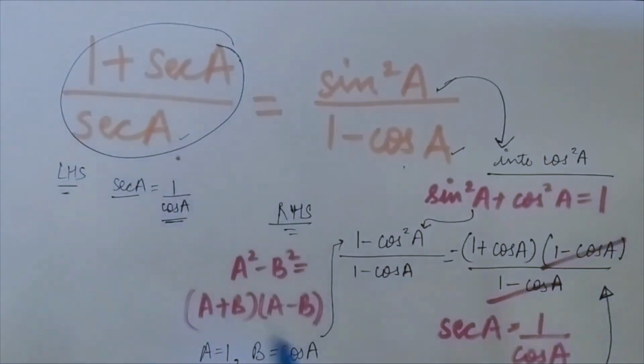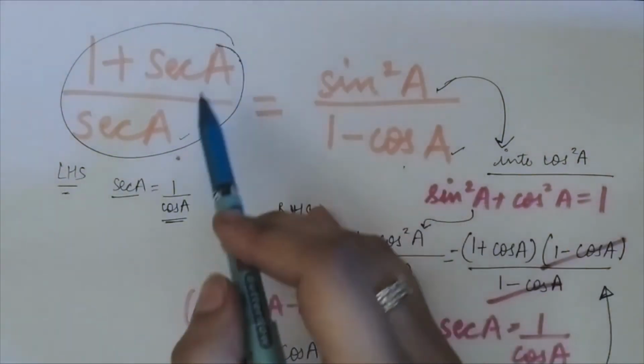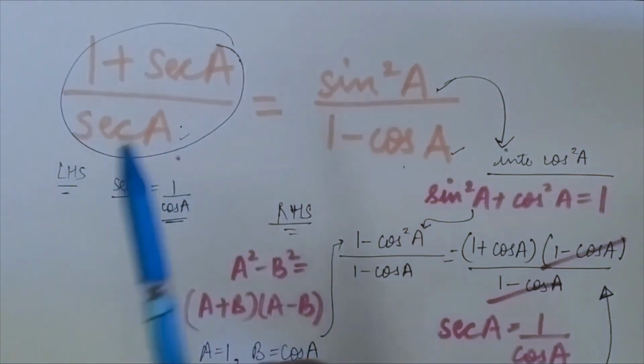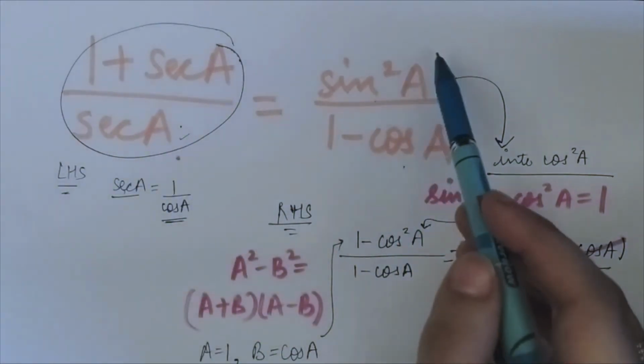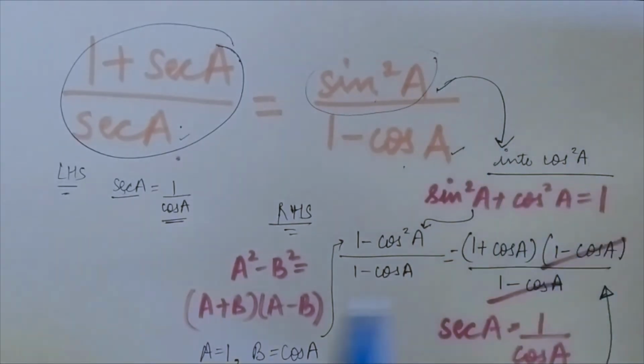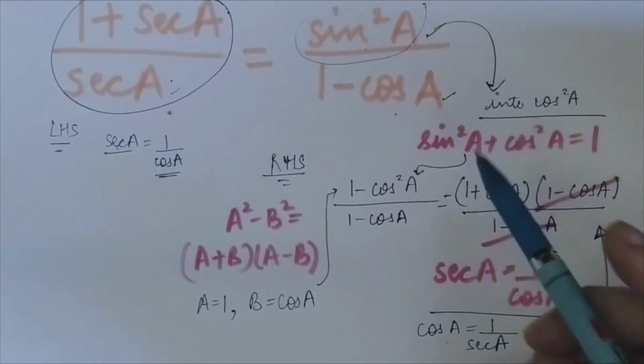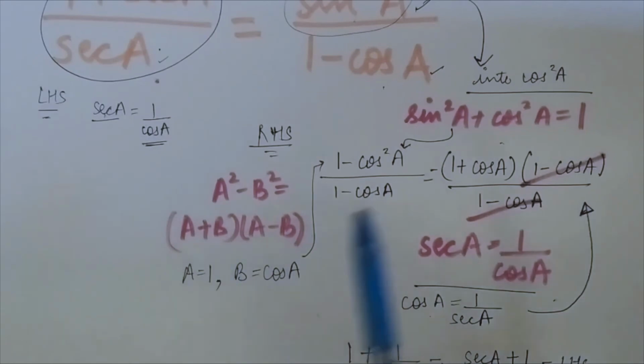What we did, I would like to discuss it once. See, here we have only secant a and cos a terms, but here we have the sin term. So what we'll do is convert this sin term into some cos term. Now using this property, I have converted the sin term into cos term.